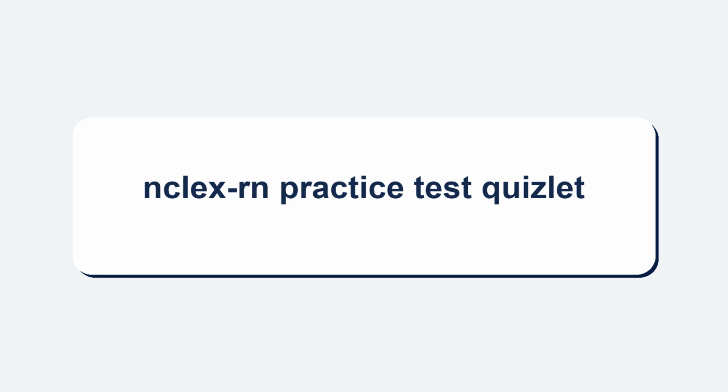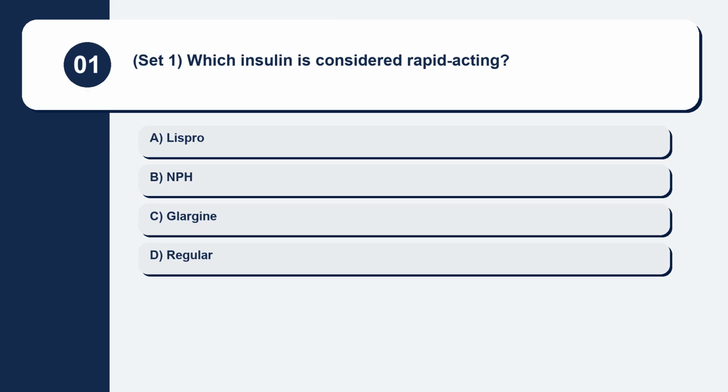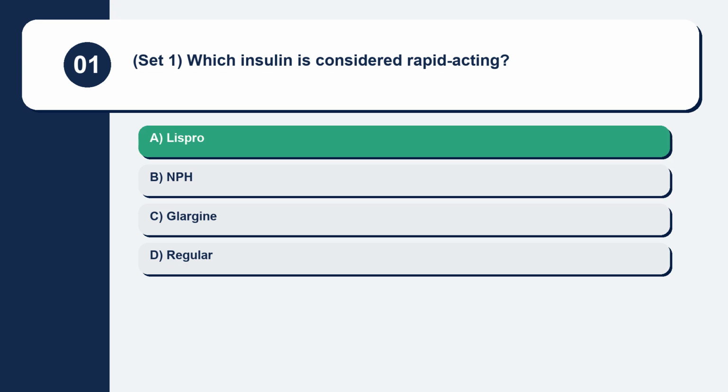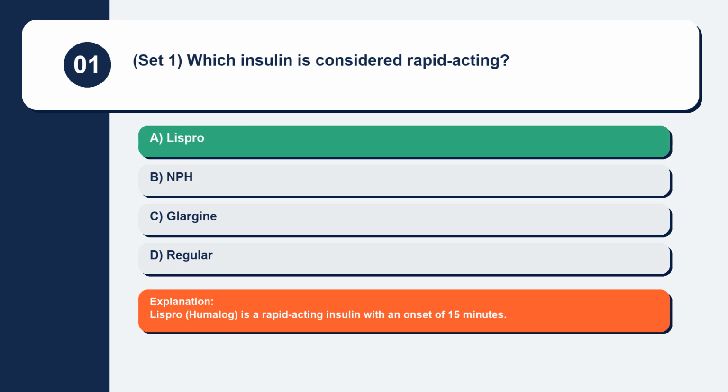NCLEX RN Practice Test Quizlet. Question 1. Set 1. Which insulin is considered rapid-acting? Lispro, NPH, Glargine, regular. Lispro, Humalog, is a rapid-acting insulin with an onset of 15 minutes.